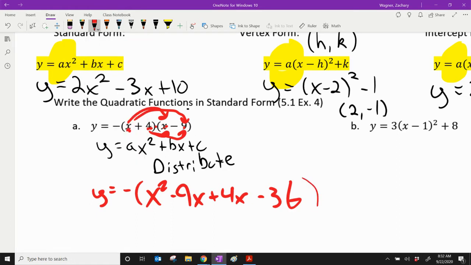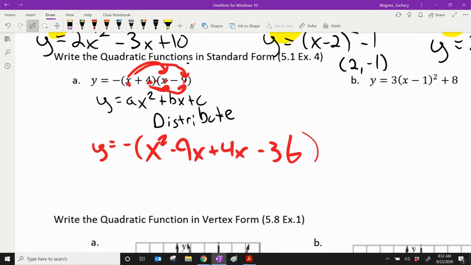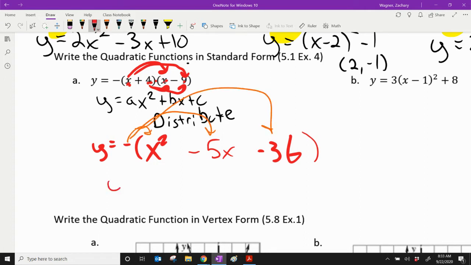Very nice. Now we're going to combine these 2 terms. Negative 9x and positive 4x give me negative 5x. Then lastly, now we distribute the negative sign. The reason why I always like waiting to the end is because this is just an easy flip. You flip every single sign. X squared becomes negative x squared, negative 5x becomes positive 5x, and negative 36 becomes positive 36.